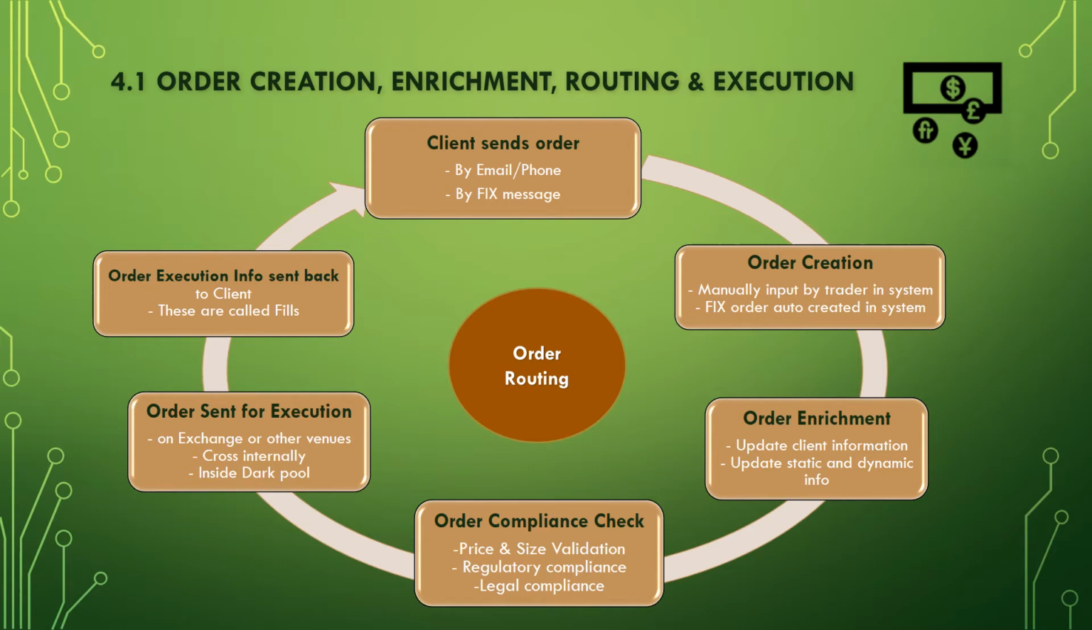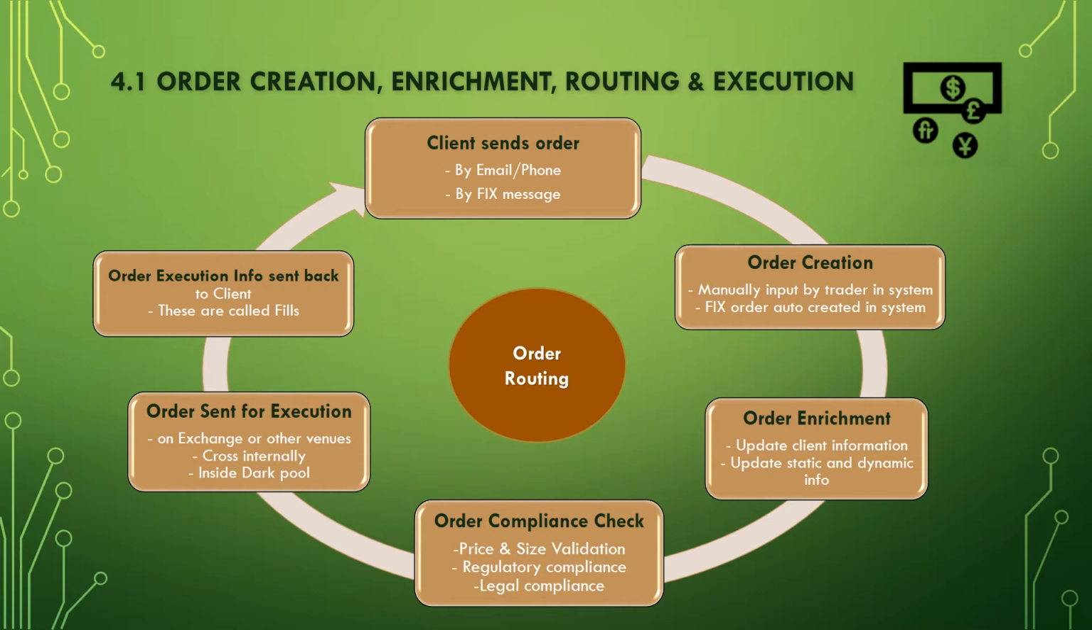Once compliance engine confirms that the order is valid, then order can be sent for execution. There can be multiple options available for execution, such as order can be sent to a particular exchange for execution, or there are different venues on which execution can be available. Apart from that, order can be crossed internally with some other client's order, or order can be sent into a dark pool. A dark pool is nothing but a system where all the client orders get inside, and if there is a matching order, then it gets executed with other client side's order.